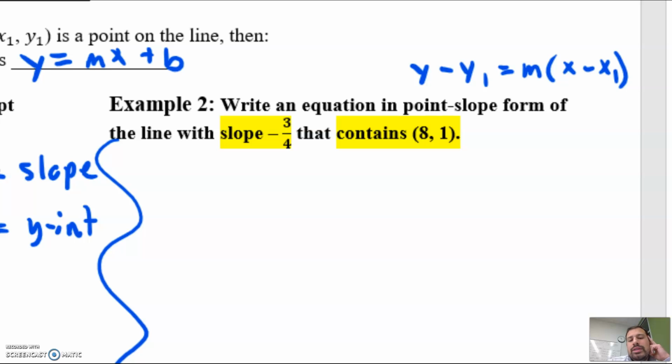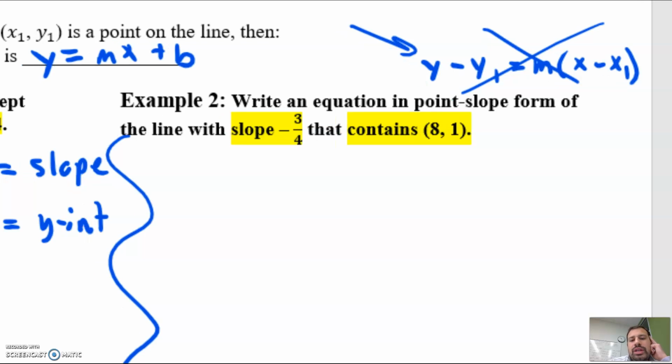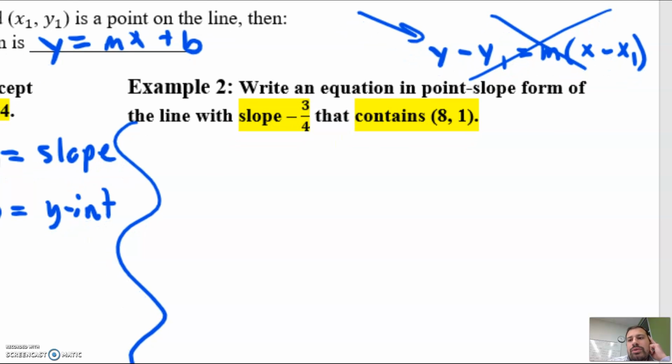I don't like memorizing more equations, so I'm actually just going to cancel that one off. And I'm going to show you that we can actually use y equals mx plus b to figure out the b. Now, if you want to do what you did last year, go for it. Otherwise, take a look and see how I find the b value using slope-intercept form. So here's the equation of our line. It's y equals mx plus b, right?